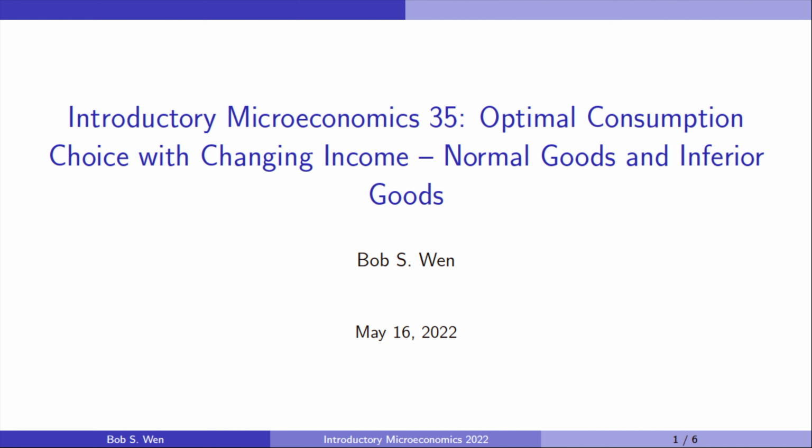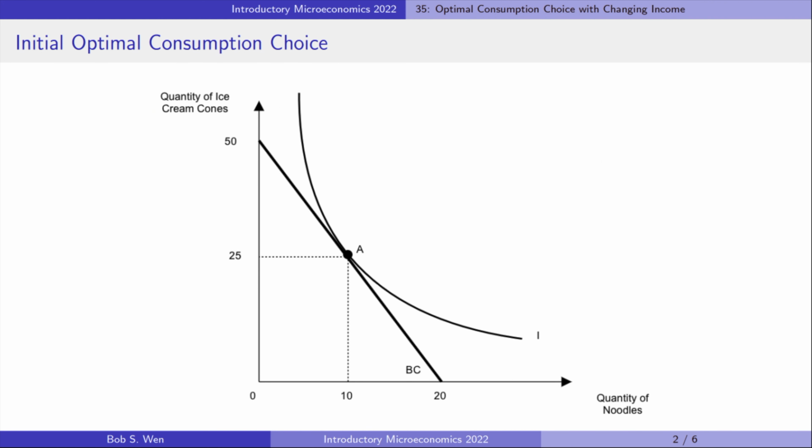Today, we will explore how income changes influence the consumer's optimal bundles of goods. I use the same example. The consumer's income is $100 per day. The price of noodles is $5 per bowl, and the price of ice cream is $2 per cone. The initial optimal consumption combination of noodles and ice cream is point A.